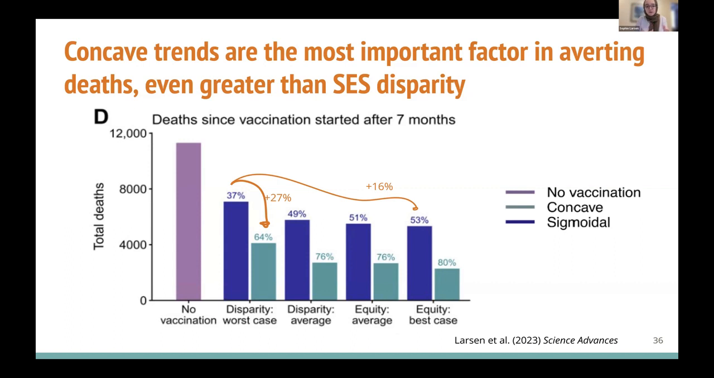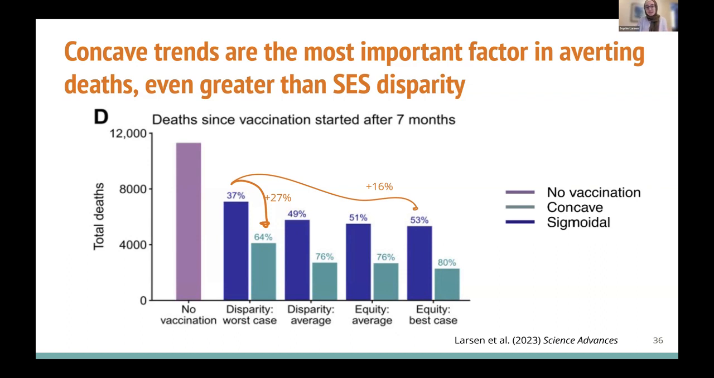So if we move from the sigmoidal bar in the worst case disparity scenario, from the outset, we're averting 37% of deaths. If we move to the equity best case, we're averting 53%. So that's a 16 percentage point change in the number of deaths that we could avert.